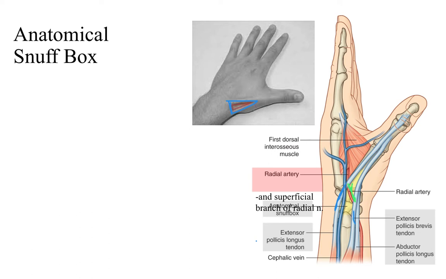Now, you're only going to see the anatomical snuff box when your thumb is in extension. It's not going to be there unless your thumb is in extension, and it's got to be just the right spot in order to see it. So I recommend practicing this on yourself. Take your fingers, place them within the anatomical snuff box, and you'll be able to feel your radial pulse within there as well from the radial artery.